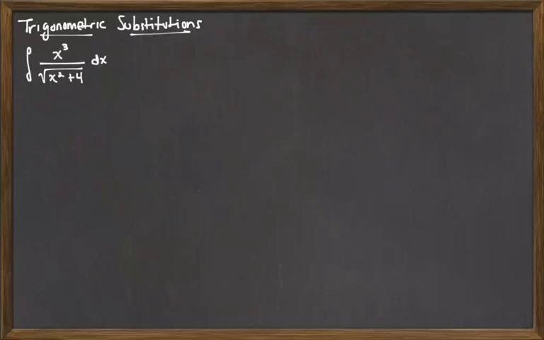In this video, we're going to look at using a trigonometric substitution to evaluate the indefinite integral, x cubed over the square root of x squared plus 4. When I look at x squared plus 4, I'm reminded of the following trigonometric identity: tangent squared of theta plus 1 is secant squared of theta. I'm pairing the x with the tangent of theta, the constant 4 with the constant 1, and I want to turn it into some expression that looks like secant squared of theta.